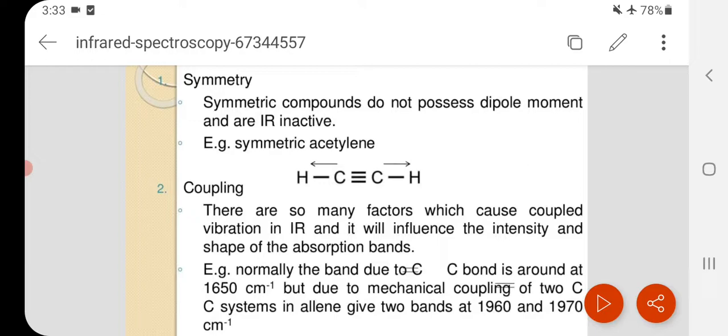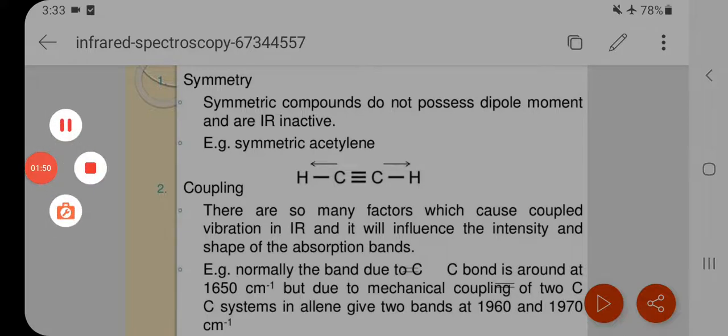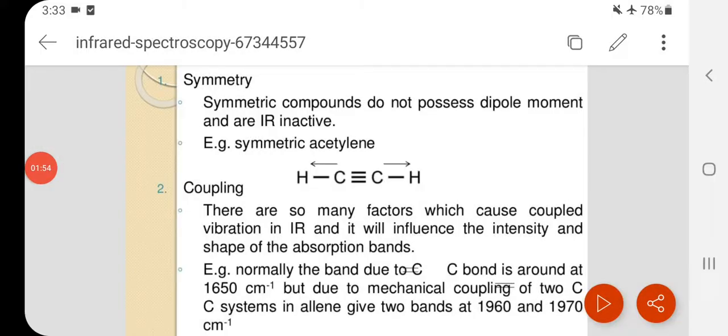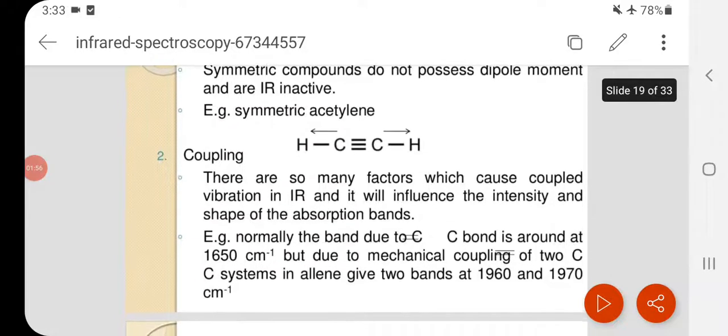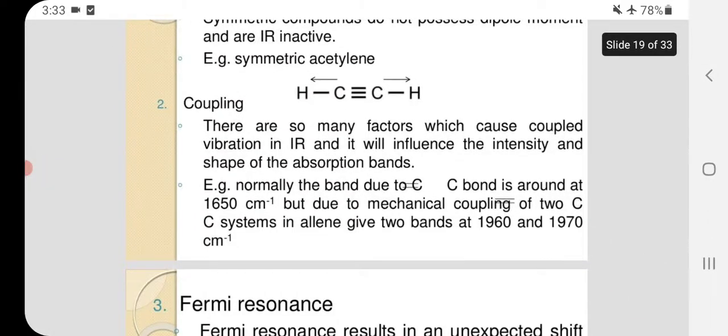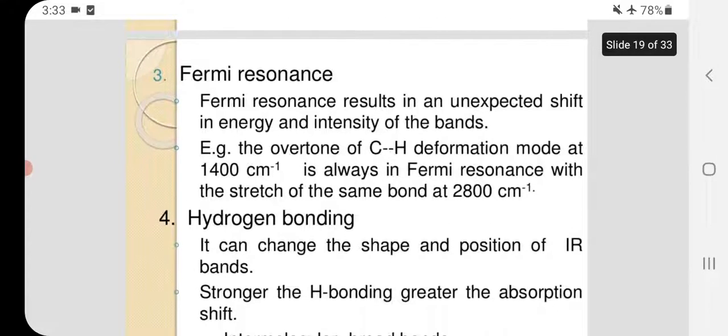the absorption bands. Example, normally the band due to C=C bond is around 1650 cm inverse, but due to mechanical coupling of two carbon-carbon systems, aniline gives two bands at 1960 and 1970 cm inverse. Fermi resonance. Fermi resonance results in an unexpected shift in energy and intensity of the bands.